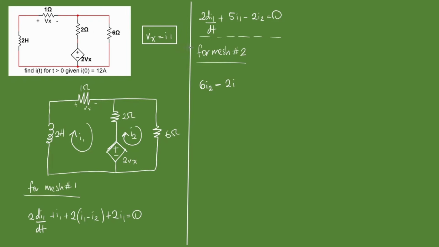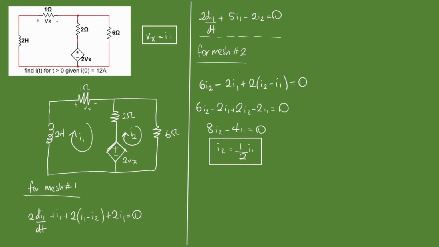Let's try and remember that. So minus 2I1 plus, remember what we do when we have a resistor in between two loops, plus 2 times (I2 minus I1), since we're solving for mesh 2, equal to 0. Let's simplify this. 6I2 minus 2I1 plus 2I2 minus 2I1 equals 0. So that's 8I2 minus 4I1 equals 0. I2 is equal to 1/2 I1. We're going to use this too.